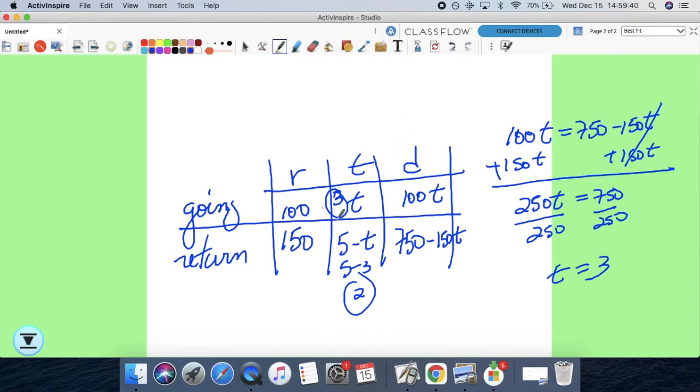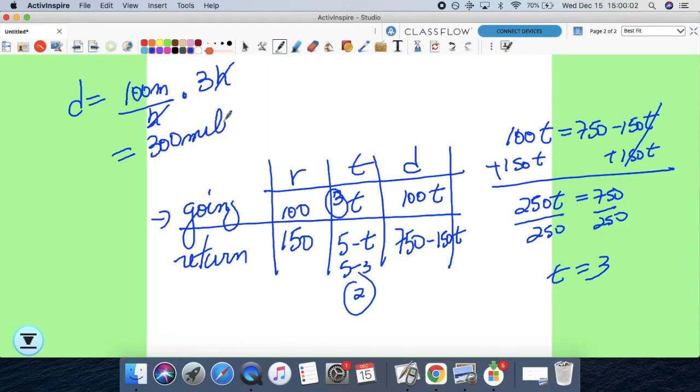Now, it doesn't matter which you use here. So let's say the going part. Let's use the going part. So distance going. We traveled at 100 miles per hour, right? Times how many hours did he fly for? 3 hours. So what's the distance covered? So h and h goes away. 100 miles times 3 is 300 miles. So that's the distance traveled.